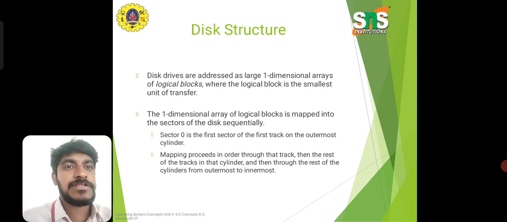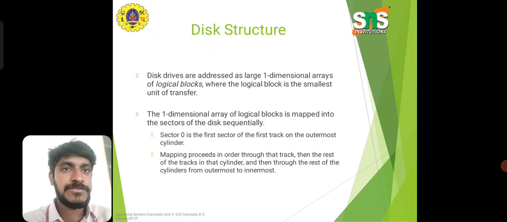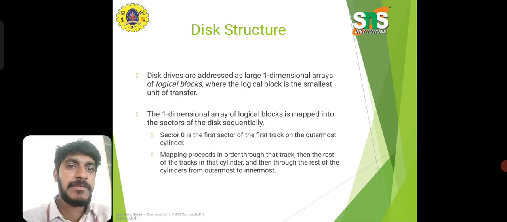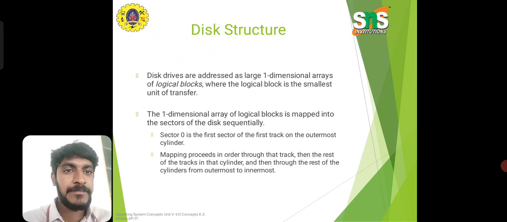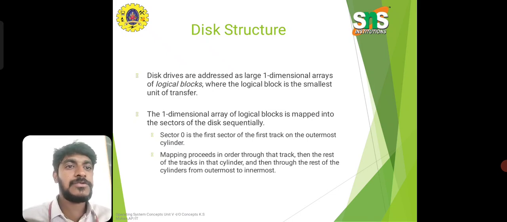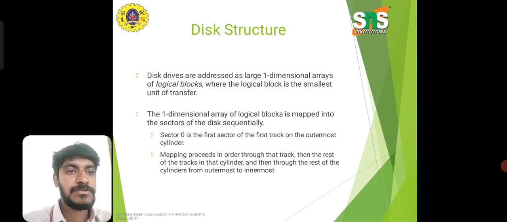Disk drives are addressed as a large one-dimensional array of logical blocks, where the logical block is the smallest unit of transfer. We start with the disk structure. This one-dimensional array of logical blocks is mapped into the sectors of the disk. Sector 0 is the first sector of the first track on the outermost cylinder. Then the mapping proceeds in order through that track, then the rest of the tracks in that cylinder, and then through the rest of the cylinders from the outermost to the innermost. So this is the disk structure.